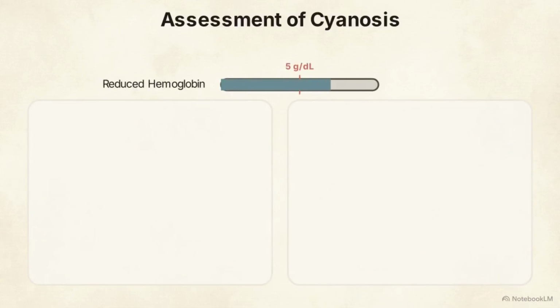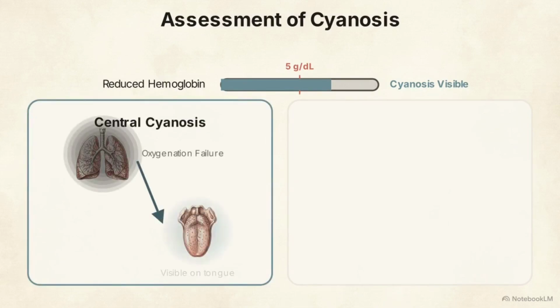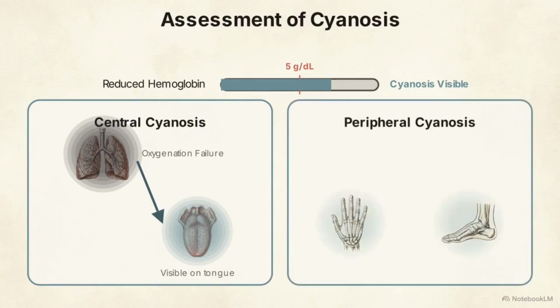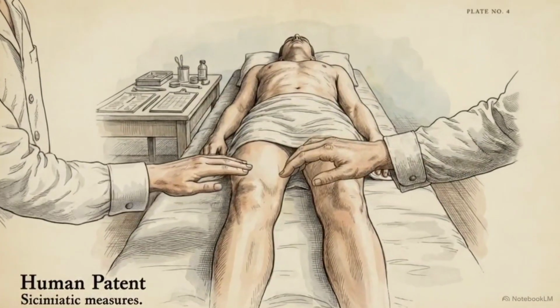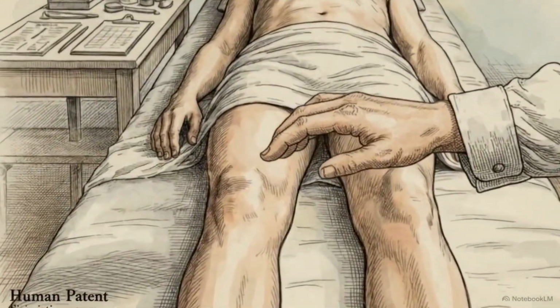Visible bluish tinting requires a minimum of 5 grams per deciliter of reduced hemoglobin in the blood. On the left, central cyanosis indicates a failure of lung oxygenation, visible on the tongue. On the right, peripheral cyanosis reflects slowed systemic perfusion, diverting blood from extremities to protect vital organs. The general survey provides the systemic context required before the surgeon's hands touch the localized site of the complaint.